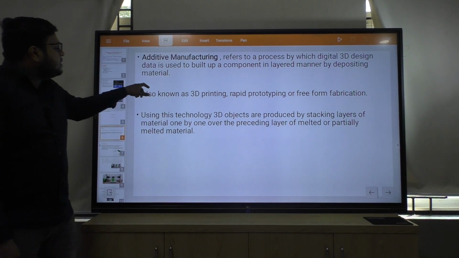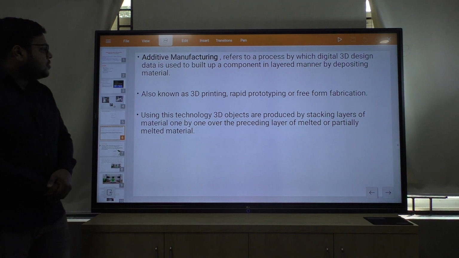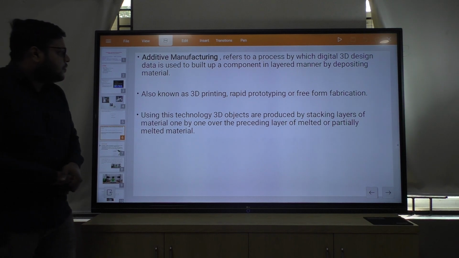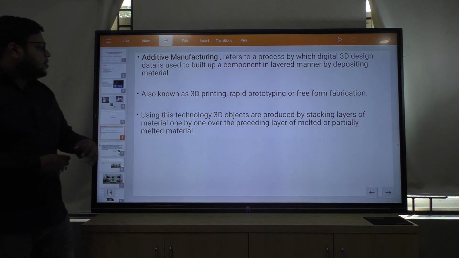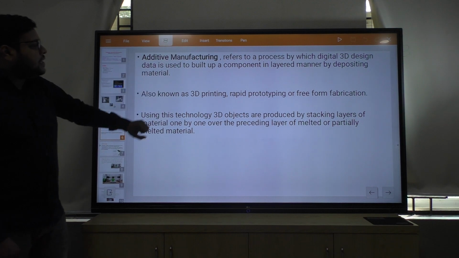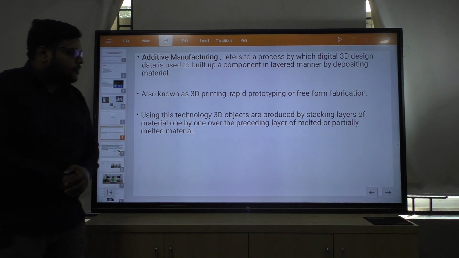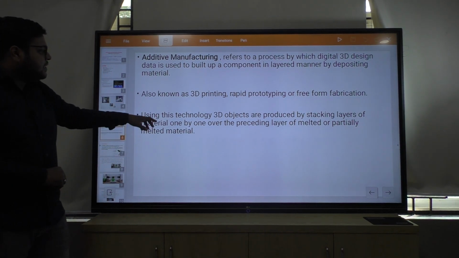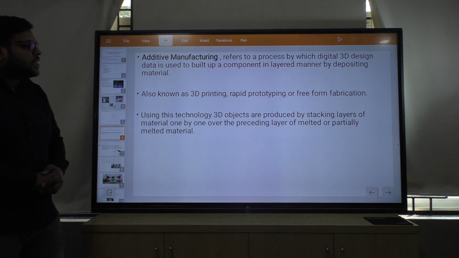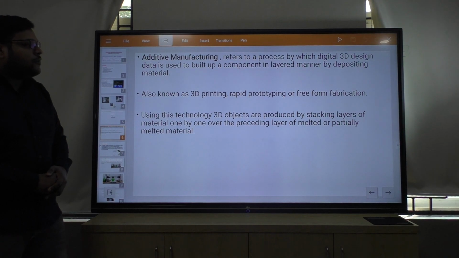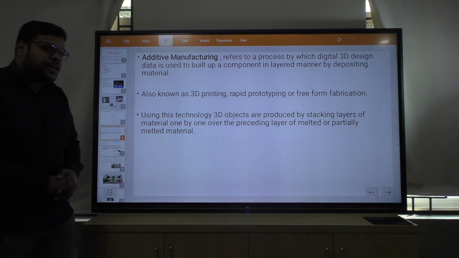In the second point it is written that it is also known as 3D printing, rapid prototyping, or free form fabrication. So additive manufacturing has three names: 3D printing, rapid prototyping, and free form fabrication. Using this technology, 3D objects are produced by stacking layers of material one by one over the preceding layer of melted or partially melted materials.